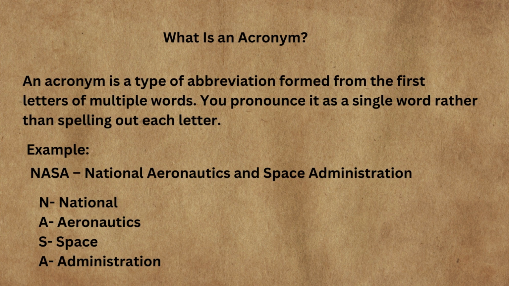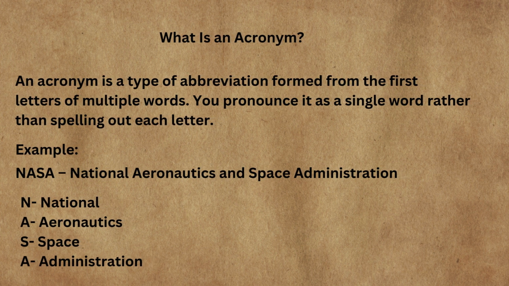What is an acronym? An acronym is a type of abbreviation formed from the first letters of multiple words. You pronounce it as a single word rather than spelling out each letter. Example: NASA, National Aeronautics and Space Administration, where N stands for National, A for Aeronautics, S for Space, and A for Administration.